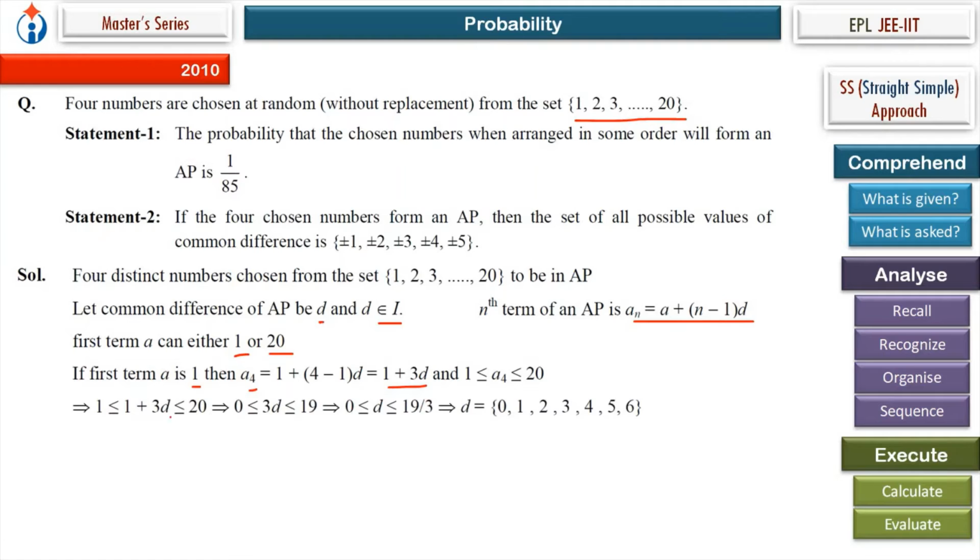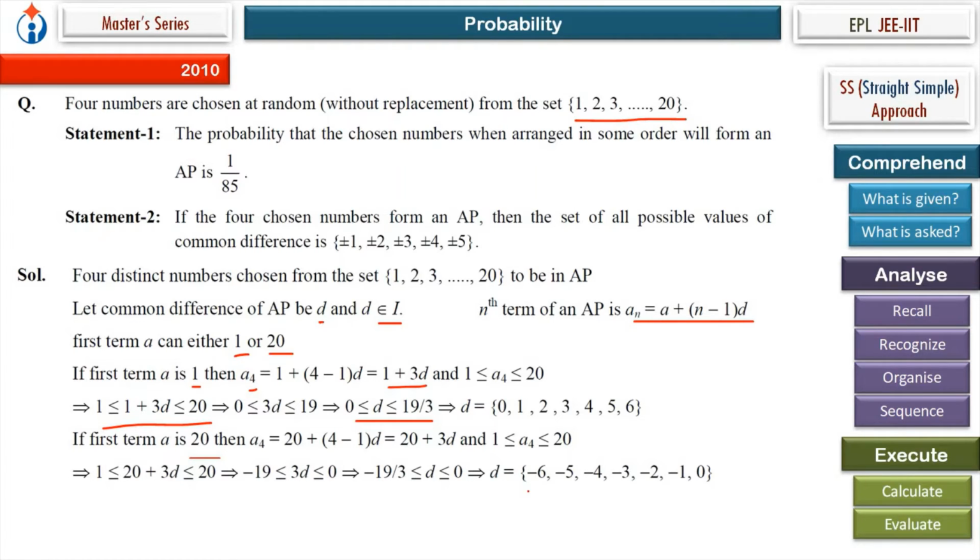So we put the value here. A4 is 1 plus 3D, from 1 to 20. We simplify that. We get the value of D is greater than or equal to 0, less than or equal to 19 upon 3. So D can be 0, 1, 2, 3, 4, 5, 6. And if we take A equal to 20, we use the same process. We get D is minus 6, minus 5, minus 4, minus 3, minus 2, minus 1, 0.